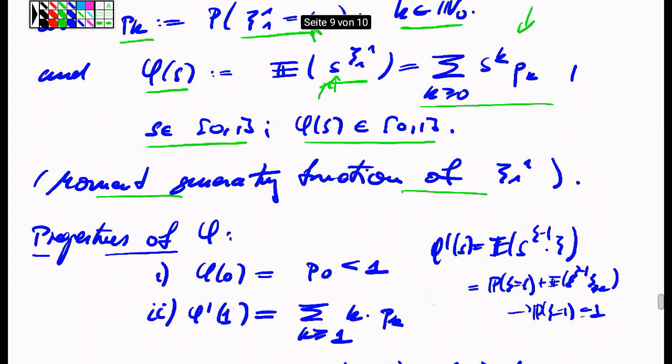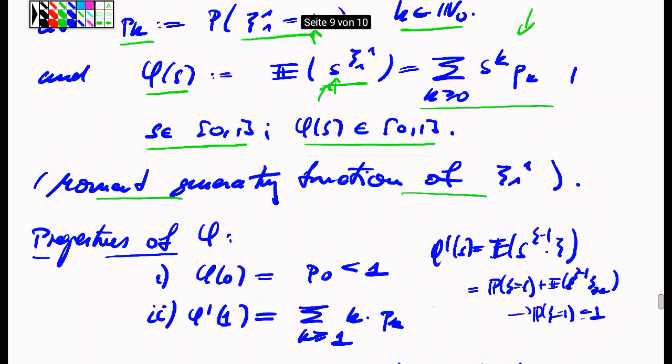Okay, let's collect some properties. So phi at 0, when we insert s to be 0, is just the probability for the offspring to be 0, and that's a number strictly less than 1.